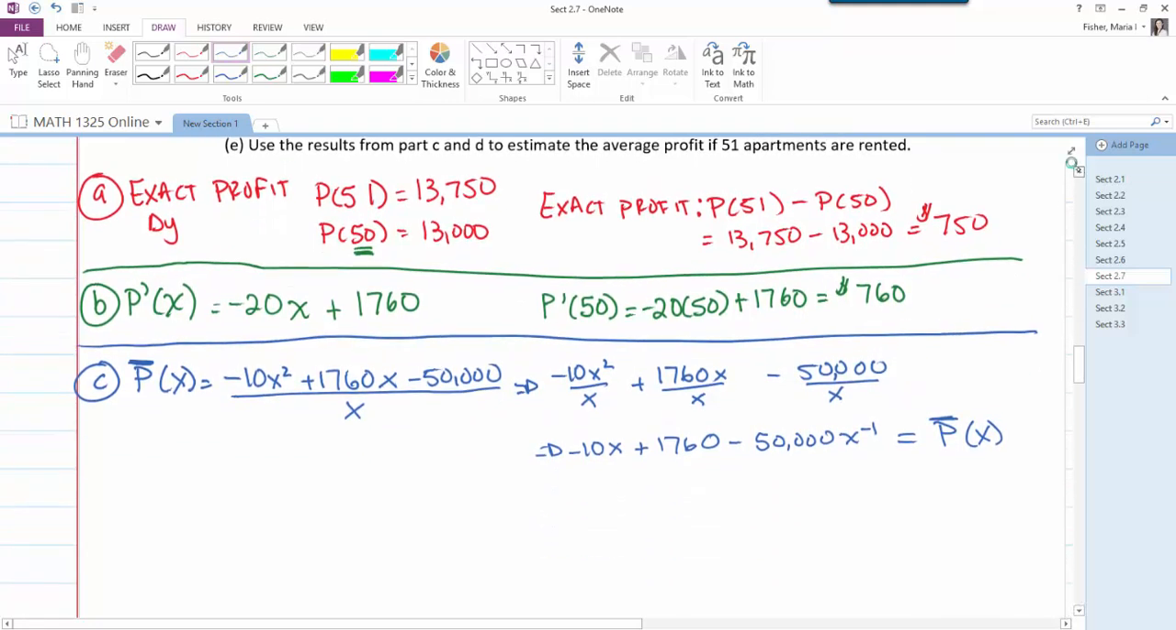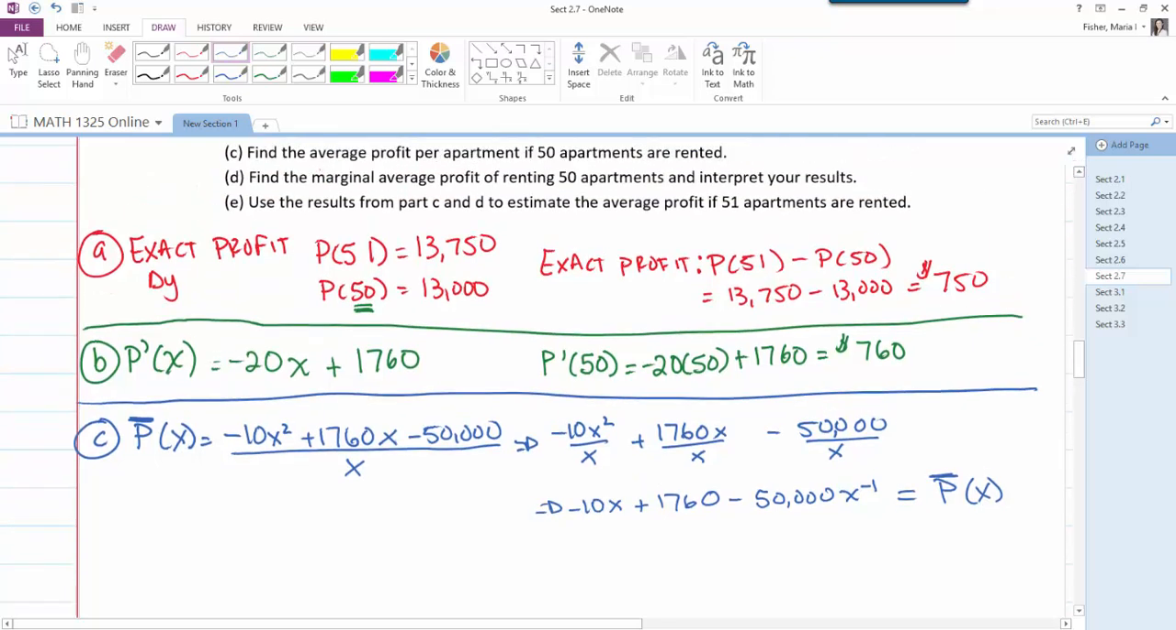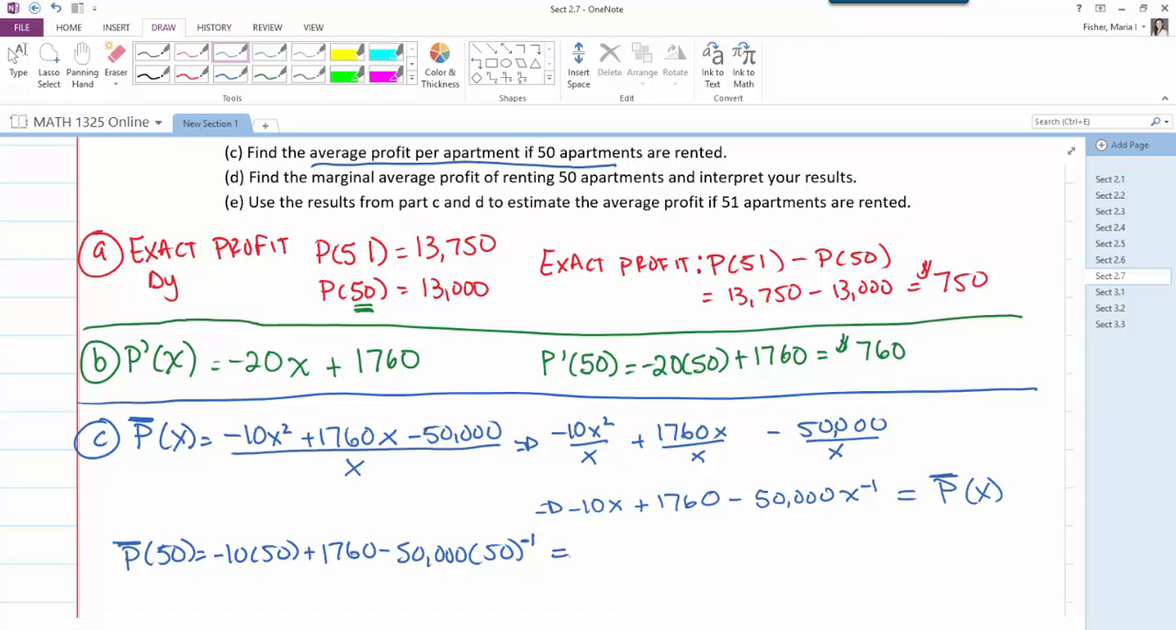So part C said, what is the average profit if I rent out 50? So that's trying to find P bar of 50. What I need to do is plug in a 50 in place of all my x's in my average profit function. If we grab a calculator and do this, I'm not going to grab a calculator. I'm pretty confident that you guys can do that on your own. You end up with $260. So the average profit you make on renting 50 units is $260 per unit.